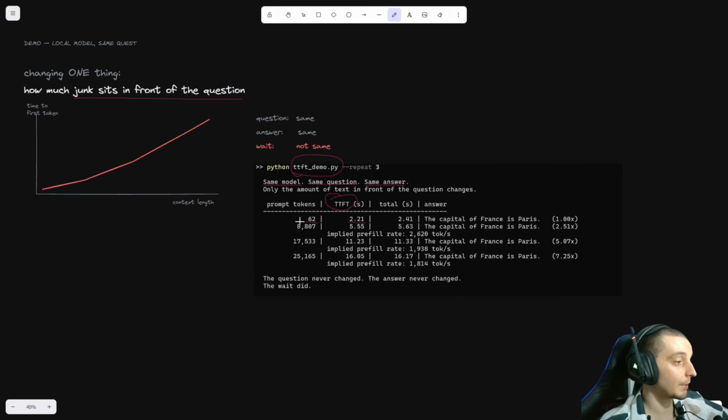Then I add some filler text in front of the prompt, and now the amount of tokens is almost 9,000. And look how the time to the first token increased. Now it's almost 6 seconds. Then almost 80,000 tokens, and the time is 11 seconds. And then for 25,000 tokens, we have 16 seconds until the first token. Pay attention to the middle two, because they clearly demonstrate that by doubling the filler text, we more than double the time to the first token.